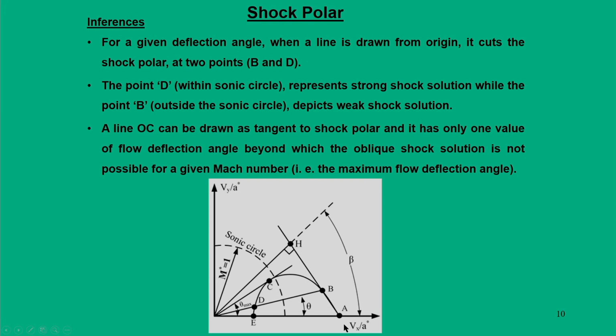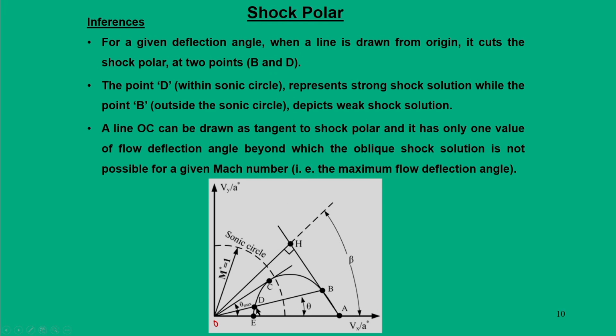I mentioned here already that we have drawn a sonic circle, and this particular curve represents all possible points for oblique shock solutions, and let us see what is the significance. The first significance is for a particular flow deflection angle, that is theta, and in particular we refer to the particular point B. When a line is drawn from origin O and joined from O to B, it cuts the shock polar at two points, that is B and D.